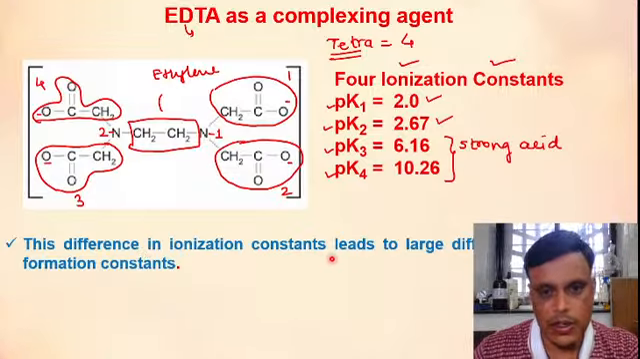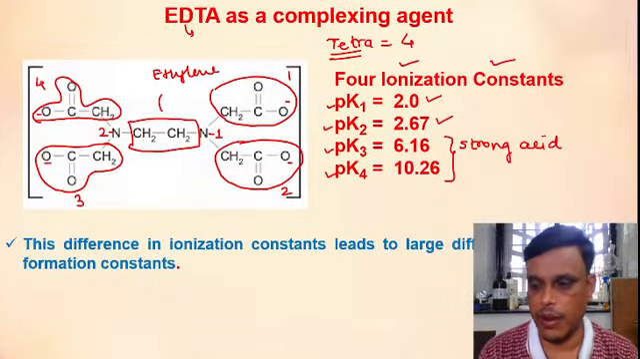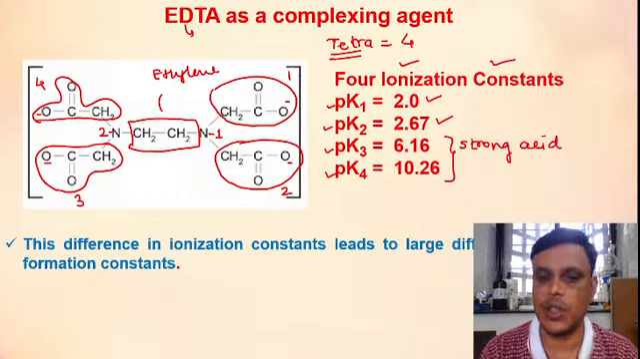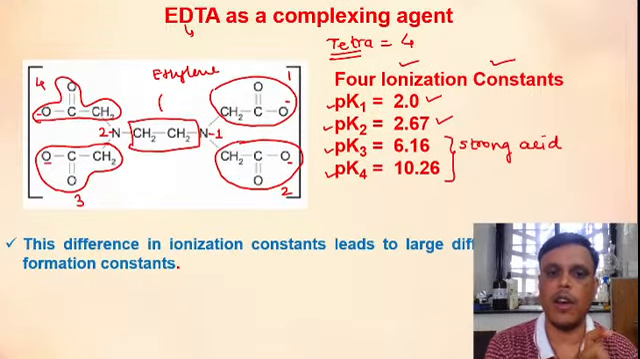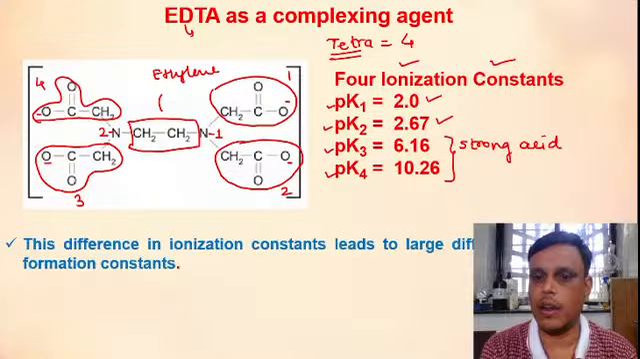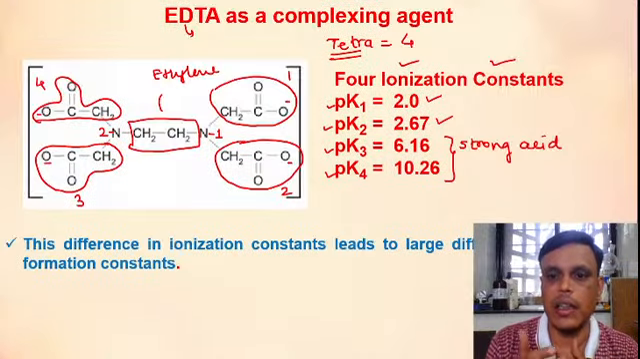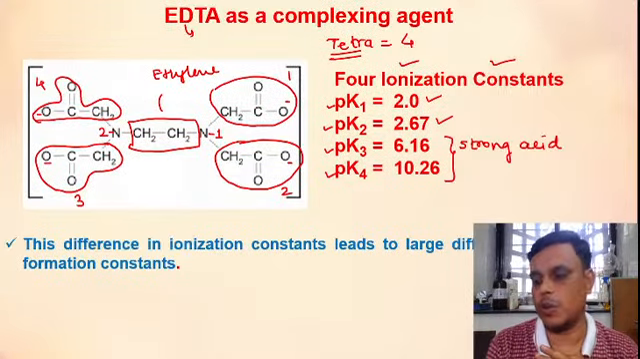This difference in ionization constant leads to a large difference in stepwise formation constant. There are stepwise formation constants because all four acetate groups do not release H plus ions into the solution in one step. They release H plus ions in a stepwise manner. So due to this difference in ionization constant, there is a large difference in stepwise formation constant also.